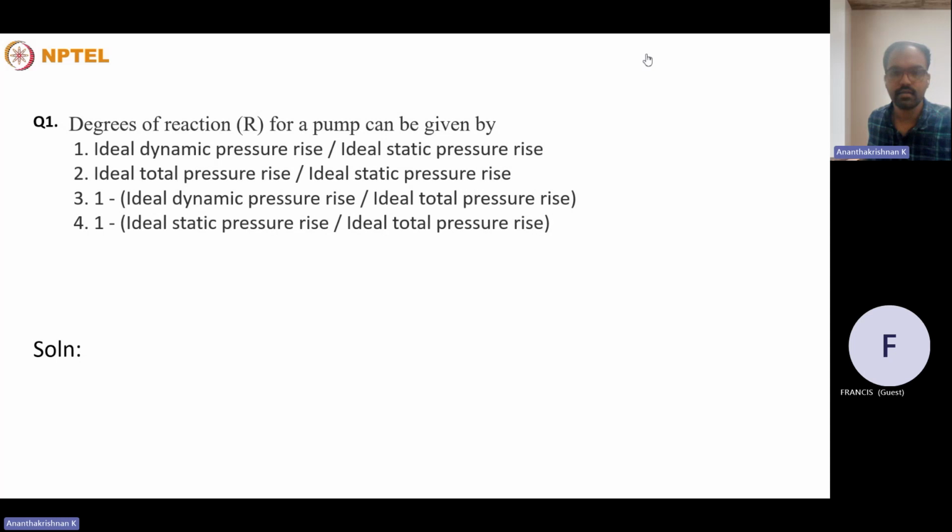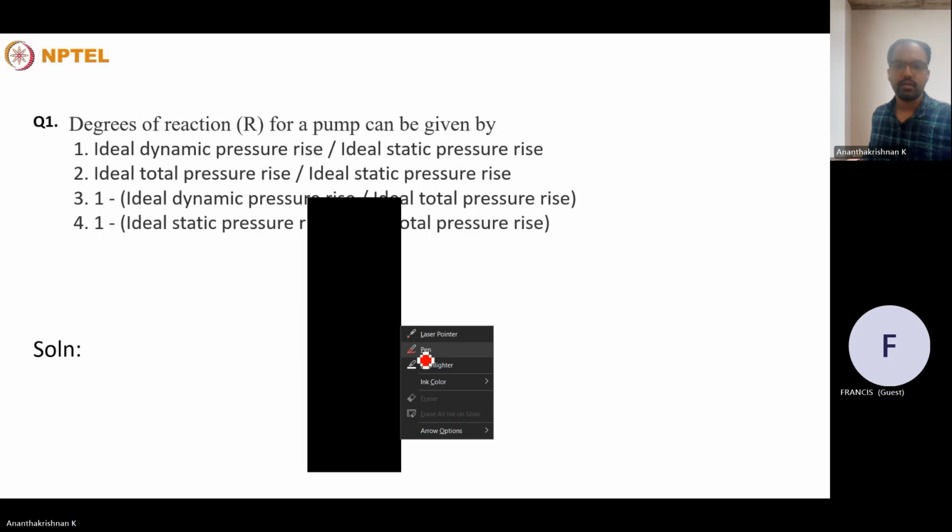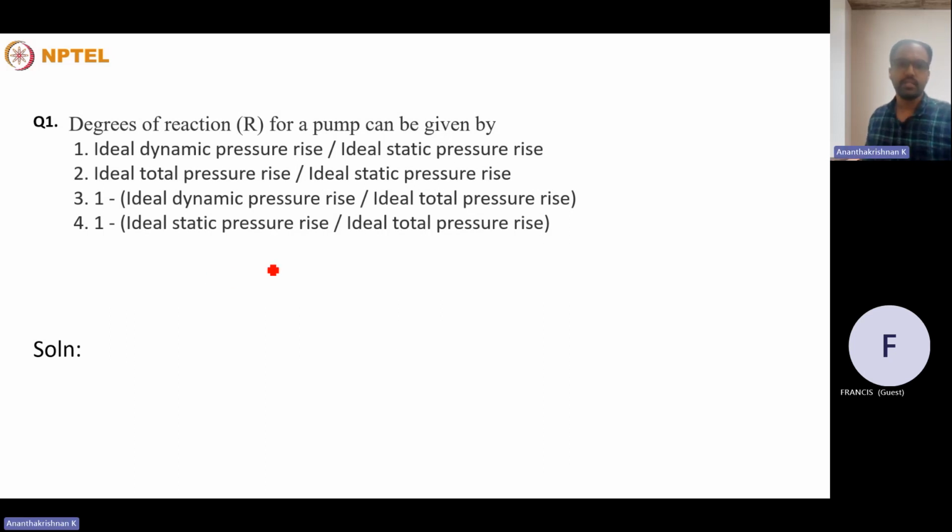Are you able to solve the answer? Which out of these four options is the right option for this question? Degree of reaction for a pump can be given by ideal dynamic pressure rise divided by ideal static pressure rise, or is it ideal total pressure rise divided by ideal static pressure rise, or is it 1 minus ideal dynamic pressure rise divided by ideal total pressure rise, or is it 1 minus ideal static pressure rise divided by ideal total pressure rise? Which one of these four options is the right answer?